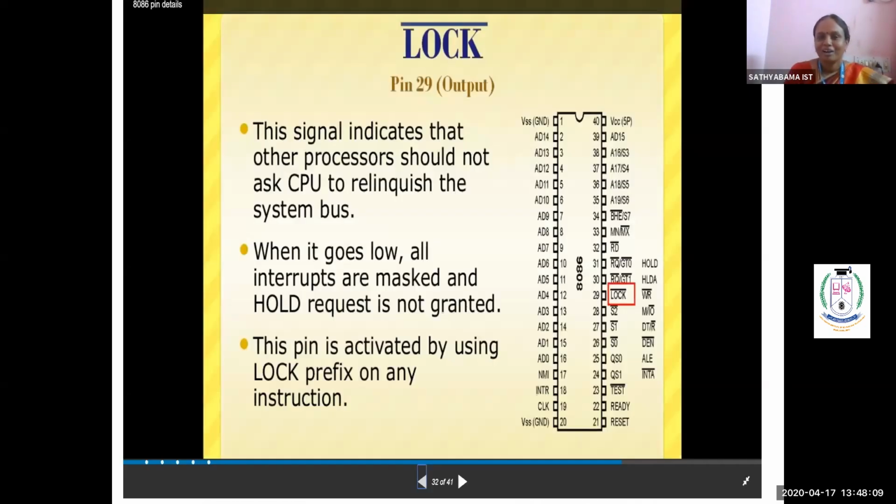Then the lock bar signal. We are all in a lockdown period now, and the same thing here: the lock bar signal is used. The lock bar signal indicates that the other processors should not ask the CPU to give up the system bus. If the pin is activated, the particular processor is in lockdown, under lock. The other bus masters should not ask the CPU to release the address and data bus. So lock bar means everything is completely masked. Interrupt is masked, hold request will not be granted. The microprocessor is in lock.